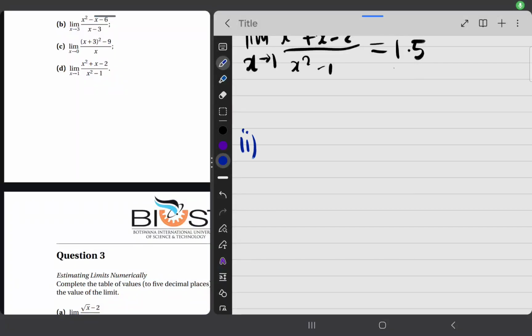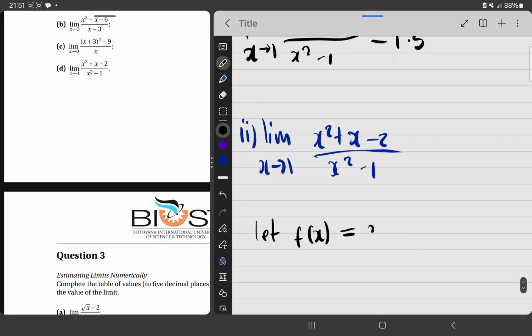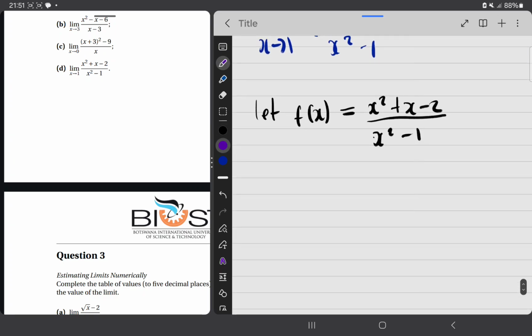Okay, so now let's do our part 2. It's still the limit as x goes to 1 of x squared plus x minus 2 all over x squared minus 1. So remember, we'll say let f of x be equal to x squared plus x minus 2 all over x squared minus 1. And this is beautiful because when we are sketching, the first thing we look for is end behavior. And here we can see horizontal asymptote.